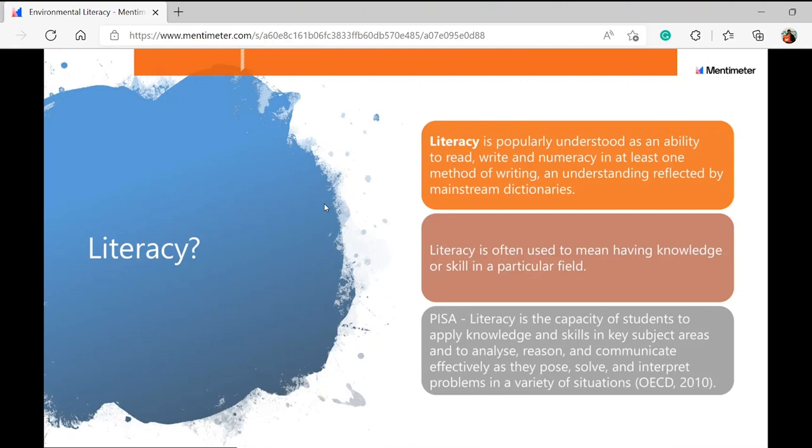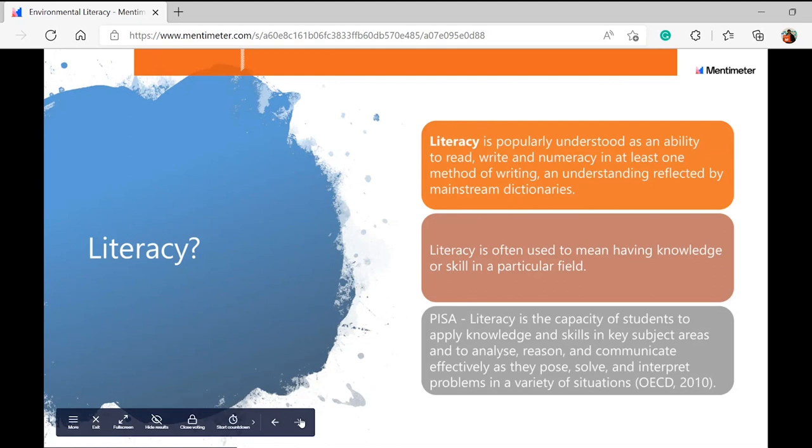Popularly, it is understood as an ability to read, write, and numeracy, that is mathematics, in at least one method of writing, which is language, and understanding reflected by mainstream dictionaries. So this is a definition given by most dictionaries. Then literacy is also often used to mean having knowledge or skill in a particular field. So environmental literacy is the literacy in the particular field of environment. It could be mathematical literacy or language literacy. So having knowledge or skill in a particular field.